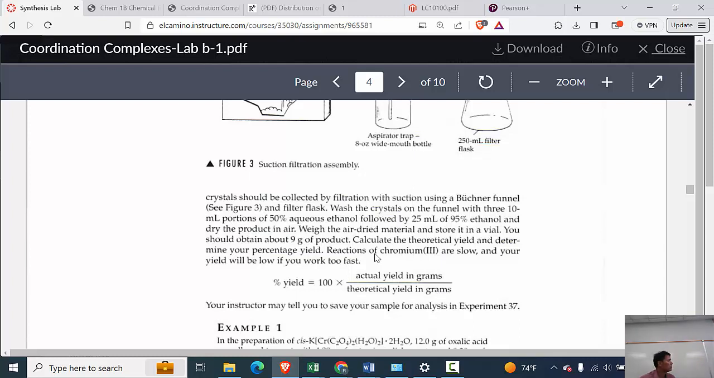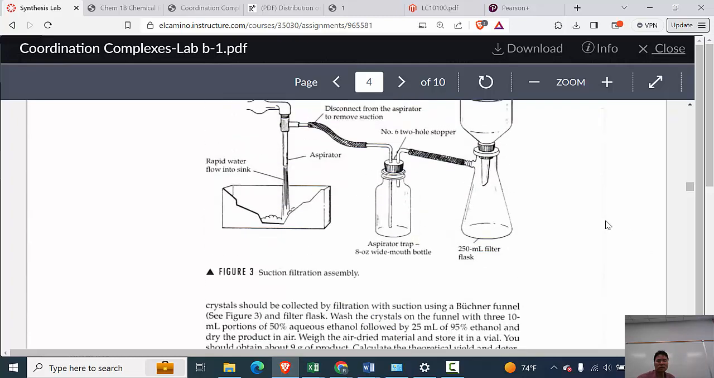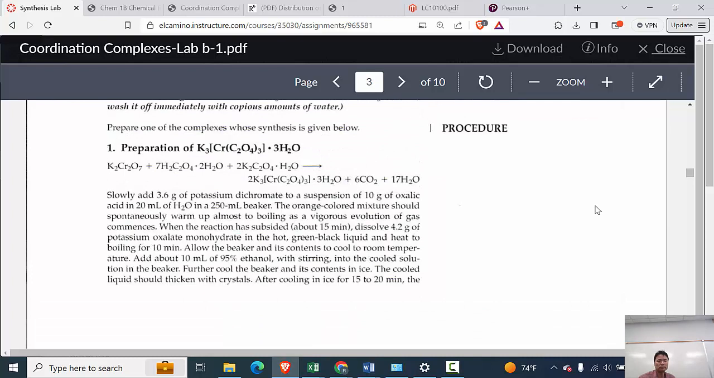All right. Reactions of chromium-3 are slow, and your yield will be low if you work too fast. Anyway, what we're going to do is we're going to do this over 2 days. So we're actually going to stop here, cool it nice, and then stop for day 1.